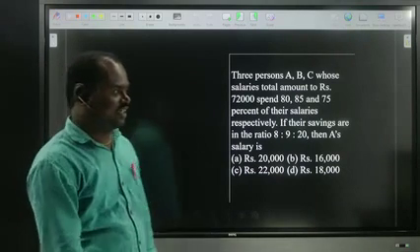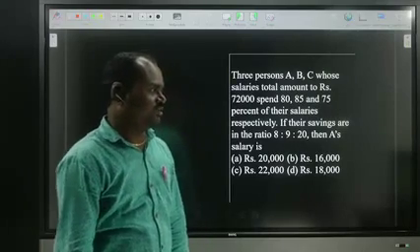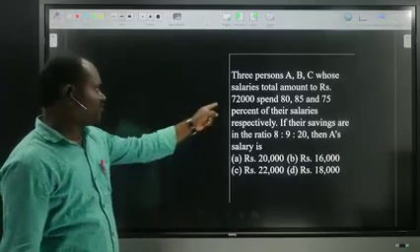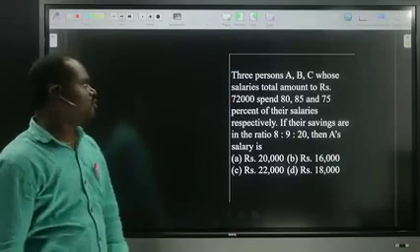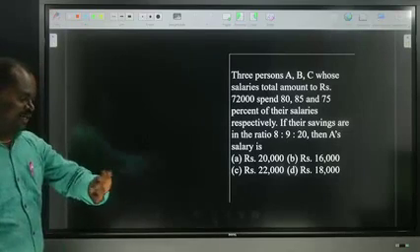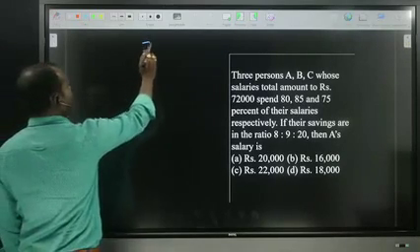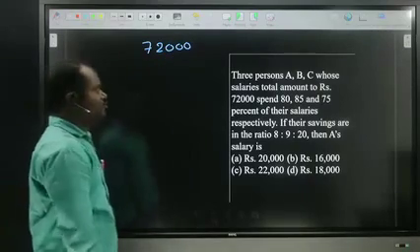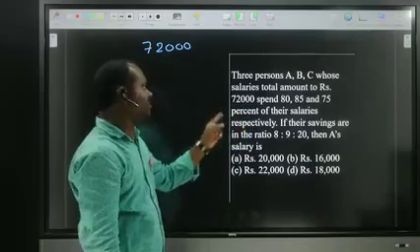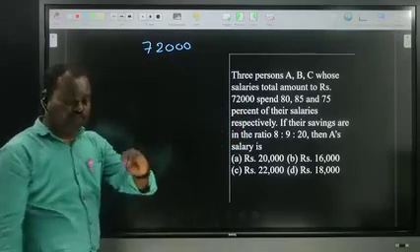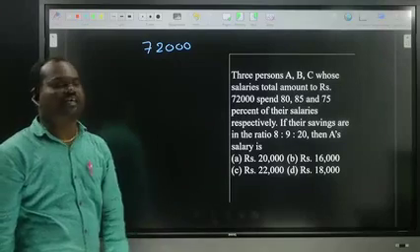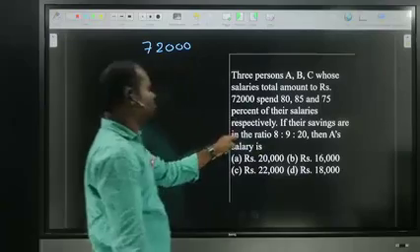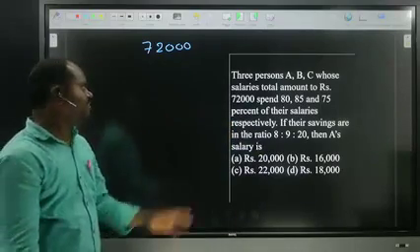Right. Still trying. Some students are saying the answers. Shall we see now? Three persons A, B, C whose total salary is 72,000 spend 80, 85 and 75% of their salaries respectively. If their savings are in the ratio 8 is to 9 is to 20, then A's salary is?